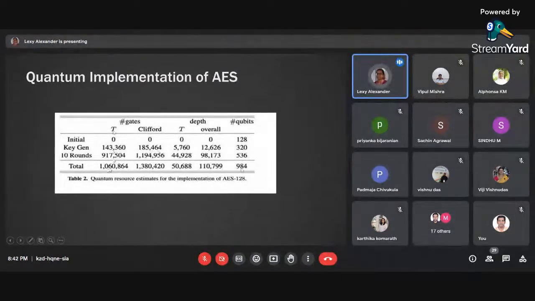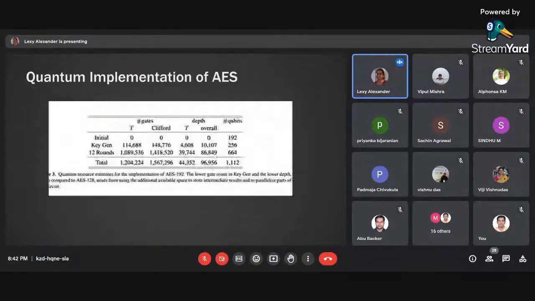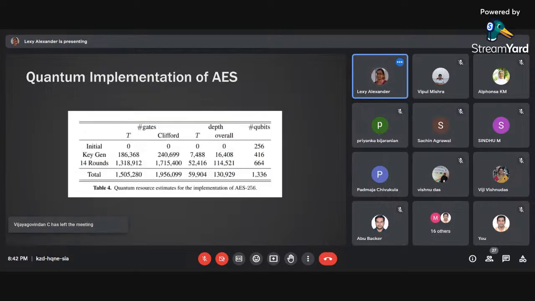almost 1 million T gates and over 1.3 million Clifford gates, and the overall depth is also almost 110,800. Similar numbers they calculated for AES-192, with 12 rounds. It takes 1,112 qubits and almost 1.2 million T gates and 1.5 million Clifford gates. And this is for AES-256: 1,336 qubits are required, and the T gates and Clifford gates are very high.